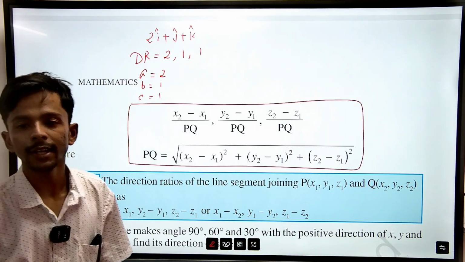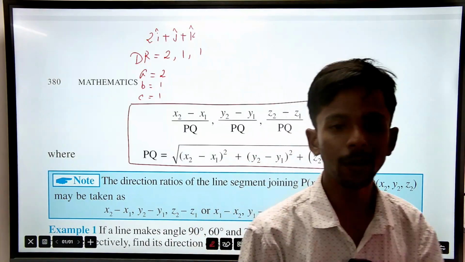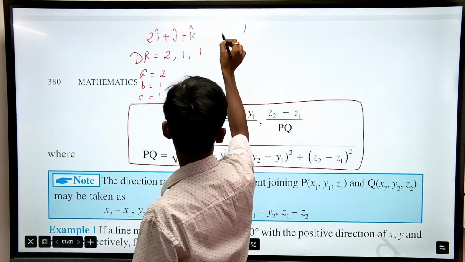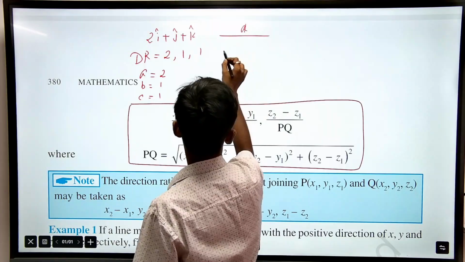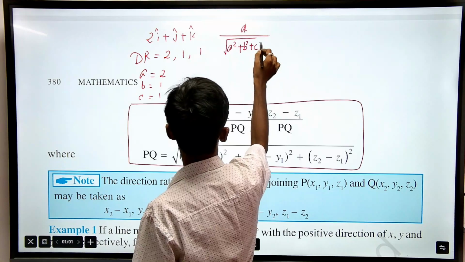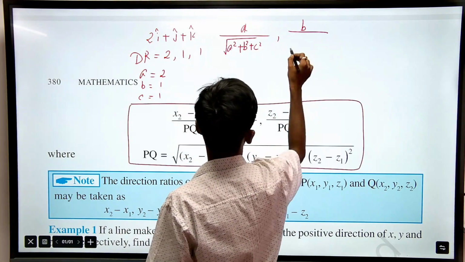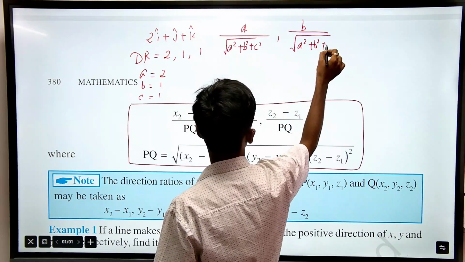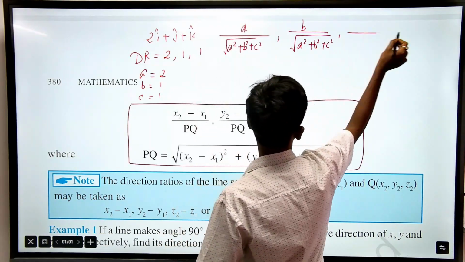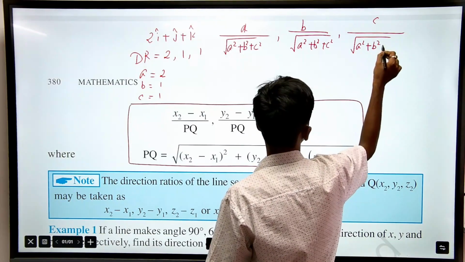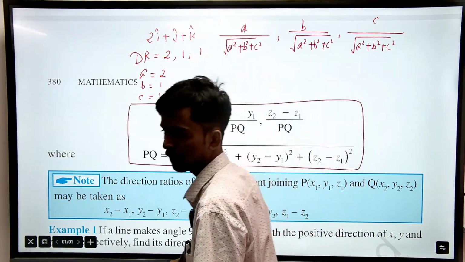Now if you have to find the direction cosines from the direction ratios, the formula becomes like this: a by root over a square plus b square plus c square, comma b by root over a square plus b square plus c square, and c by root over a square plus b square plus c square.